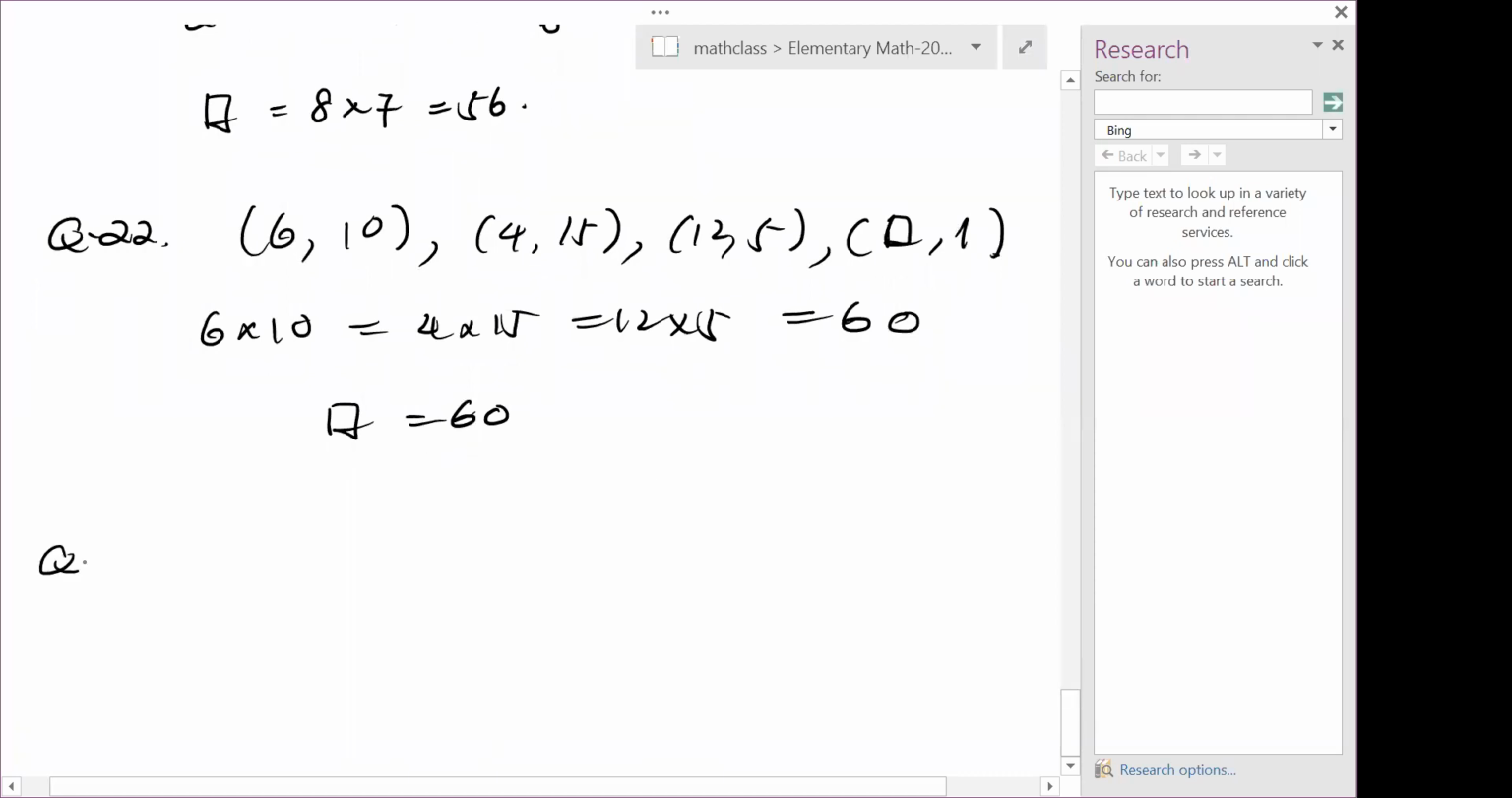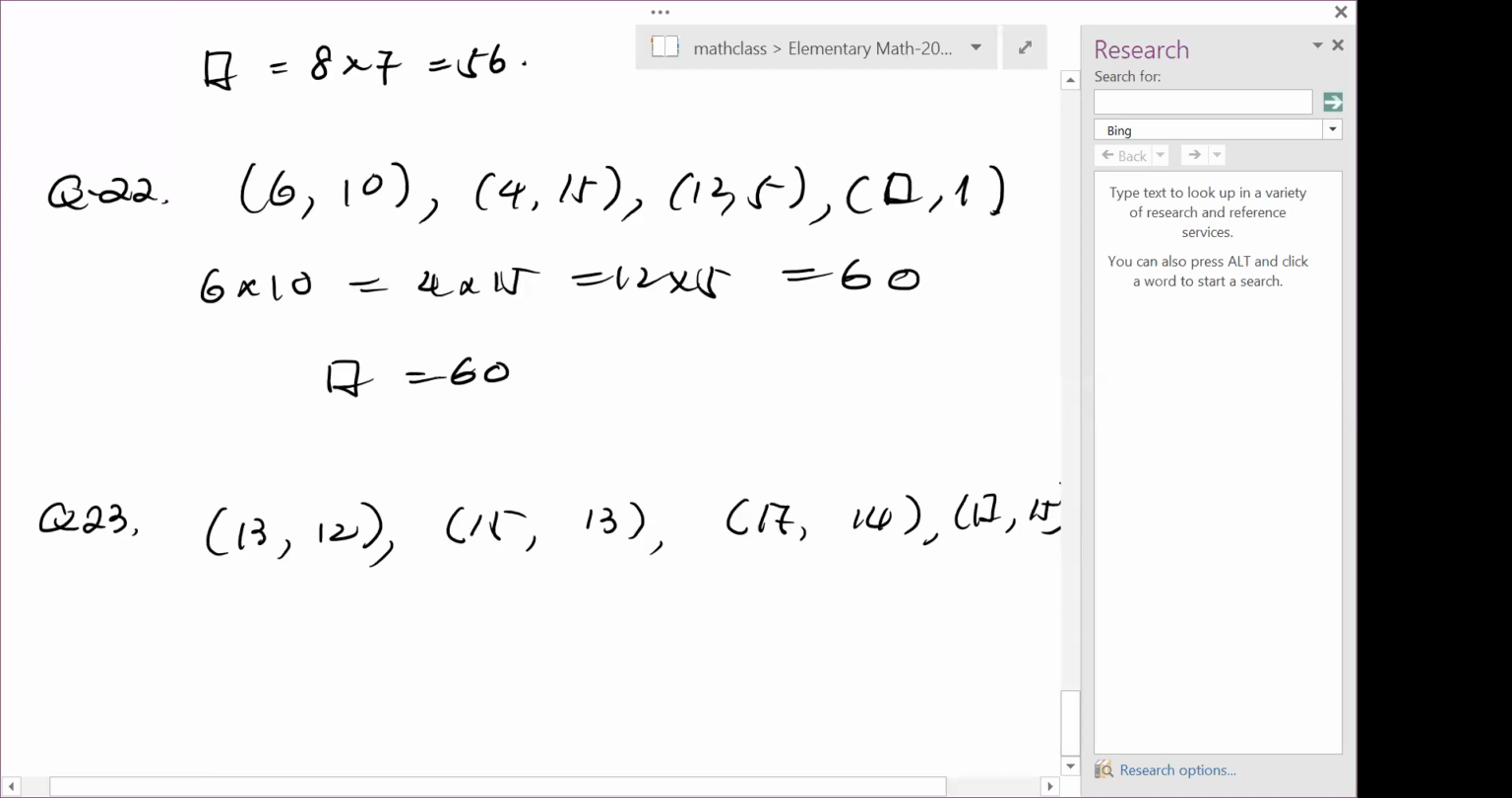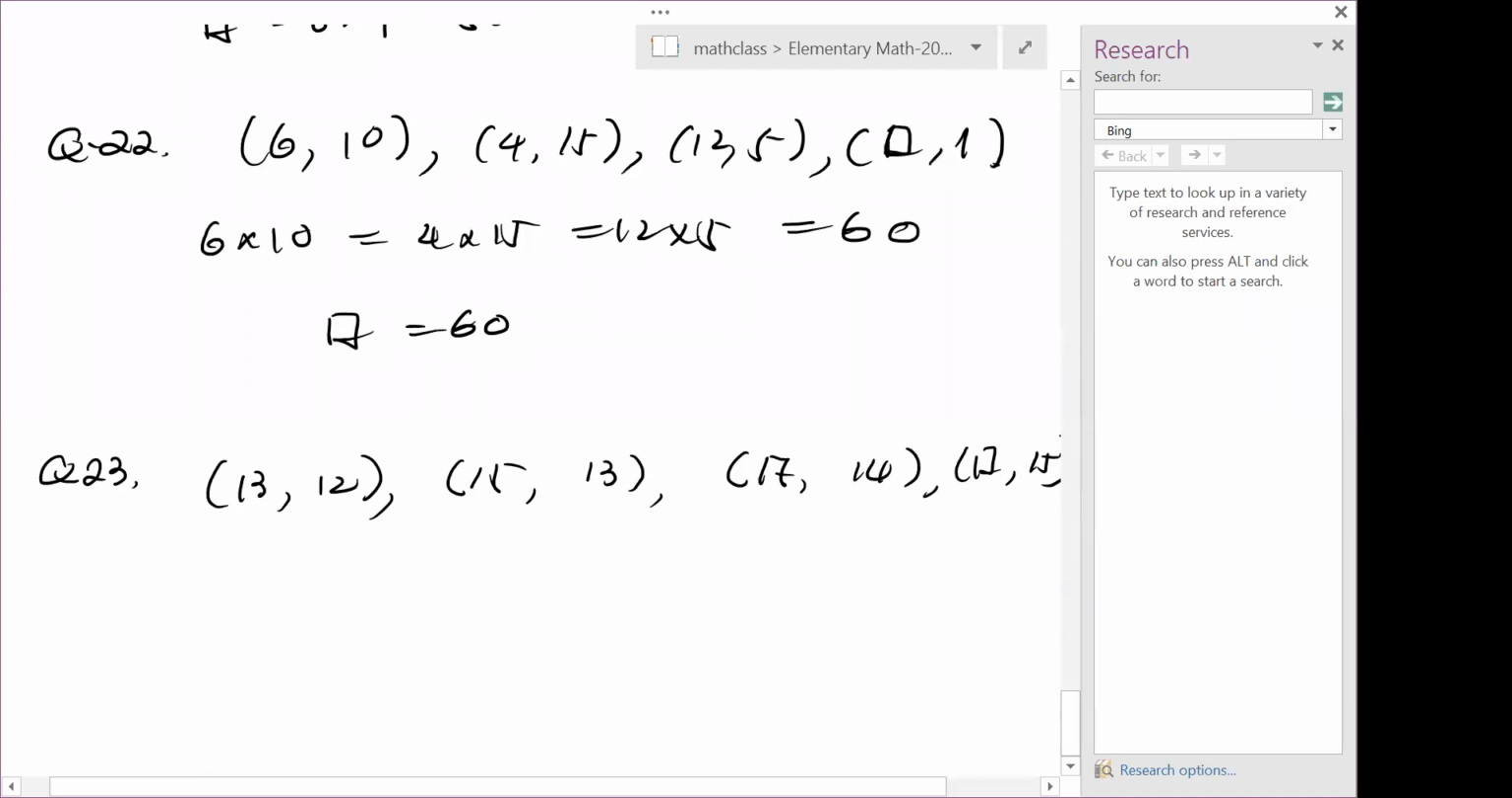All right, now the next one would be slightly different, okay? So 13, 12, and there's more connection between two pairs, okay? Usually, in the previous problems, the relationship between the pairs is just the same number, right? But now we are going to have a more complicated relationship between the pairs. Okay, so 13, 15, 13, 12, 15, 13, 14, 17, 14.